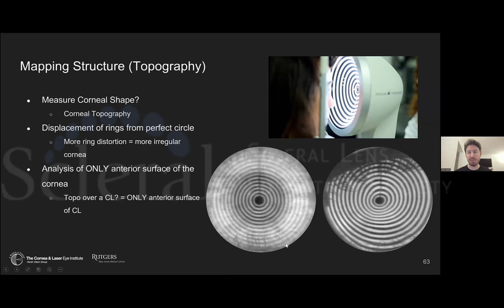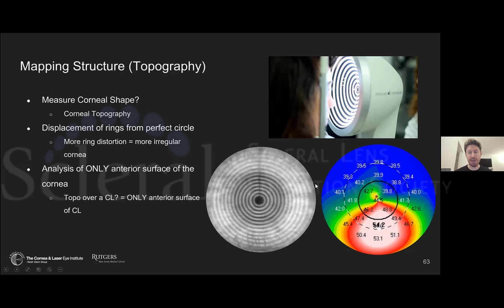So we can model this a couple different ways, which is we can go ahead and show it in a map formation like we're used to, or in various different methods that we're used to seeing in topography. If we put a contact lens on that eye, just like Barry was showing, we end up changing the anterior surface, and thus we're measuring the contact lens, and that's why we reduce the aberrations up front.